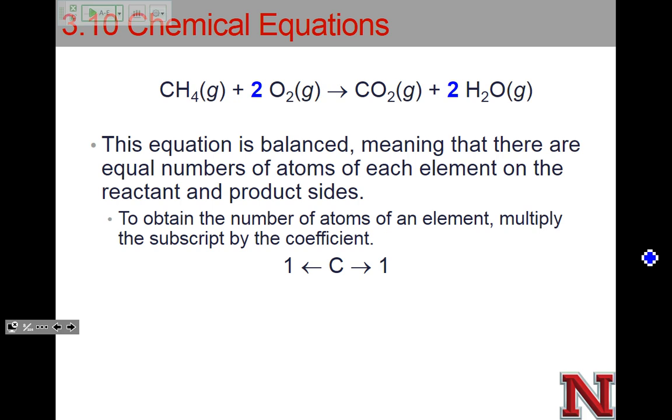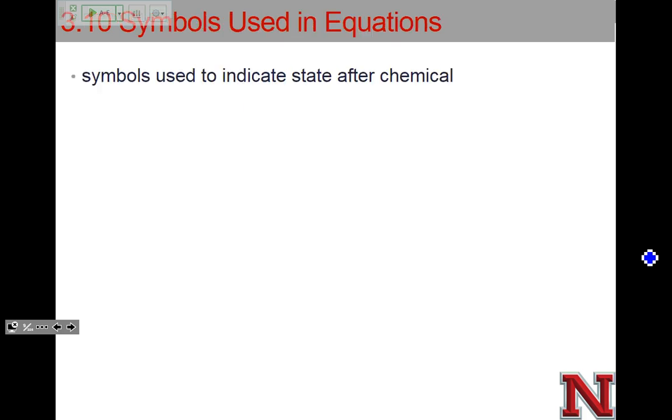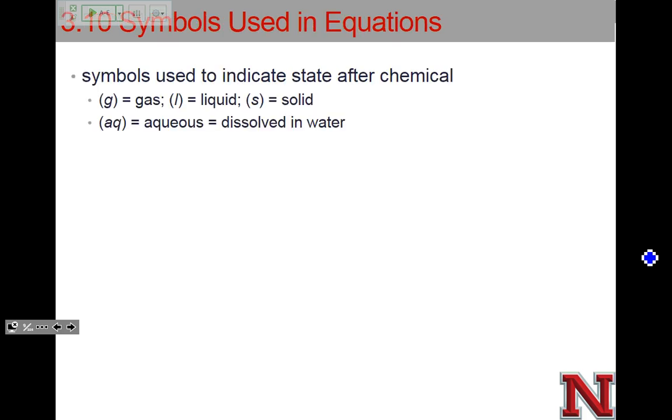So to balance our equation, we must have equal numbers of atoms on both sides. So we can look at our coefficients and double check that. Like I said, our symbols are pretty easy. We already talked about AQ. That means dissolved in water. We talked about that's important for acids. So when you see AQ, that means it's dissolved in water.